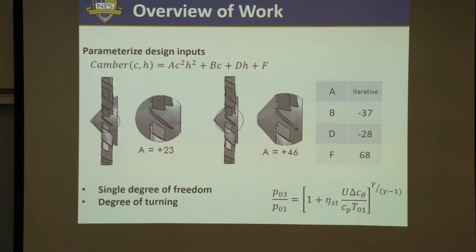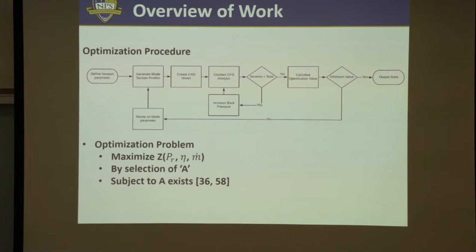So then we took our optimization function and our design parameters and we embedded them into an optimization procedure. So you can see that it was largely bolted on to Dr. Drayton's design. We defined our iteration parameter A, and then the optimizer routine generates profiles, produces a CAD model, conducts CFD analysis. For this framework, we chose three throttling back pressures, so it'll run the test three times. We then calculate the optimization value of the Z function. The algorithm decides whether or not it's achieved a minimum. If not, then it reiterates until it achieves what it perceives to be an optimum value.